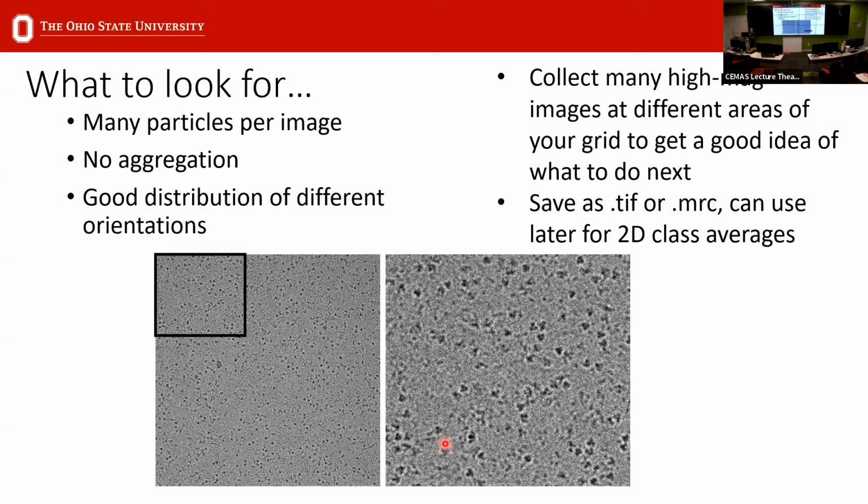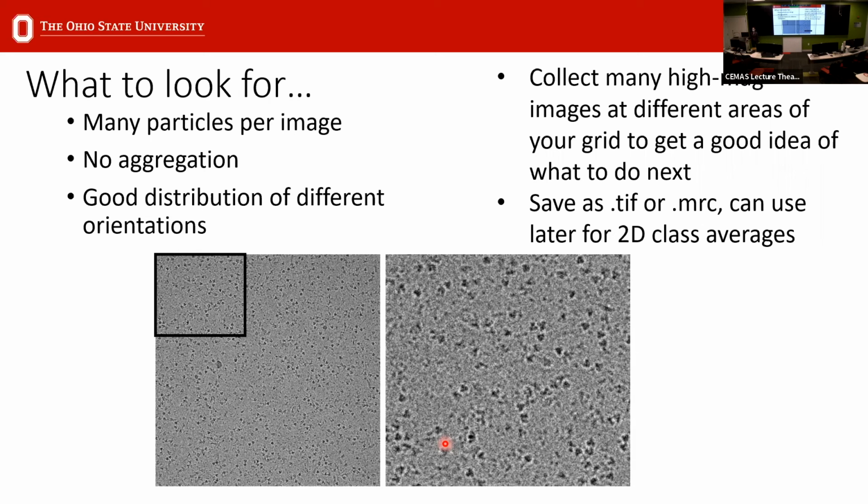Again, collect as many high mag images at different areas of your grid as you reasonably can within your Glacios screening session. Just collecting images from one area of the grid is not going to give you a good enough picture of what the rest of your data is going to look like on Krios.